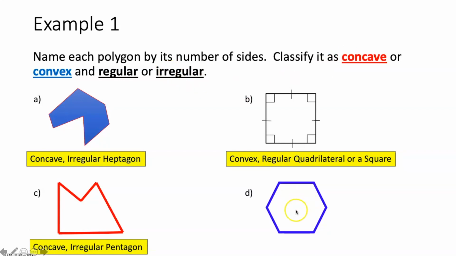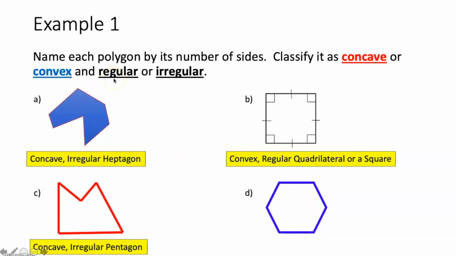Part D, we have this one right here. First, we're going to name it by its number of sides. So starting with this side, we have 1, 2, 3, 4, 5, 6 sides. That would be a hexagon. Then we're going to classify it as concave or convex. So is this a concave or convex polygon? Well, it doesn't have any reflex angles like over here. There's no interior angle measuring greater than 180 degrees. Most of these are between 0 and 180 degrees. So we can consider this a convex polygon.